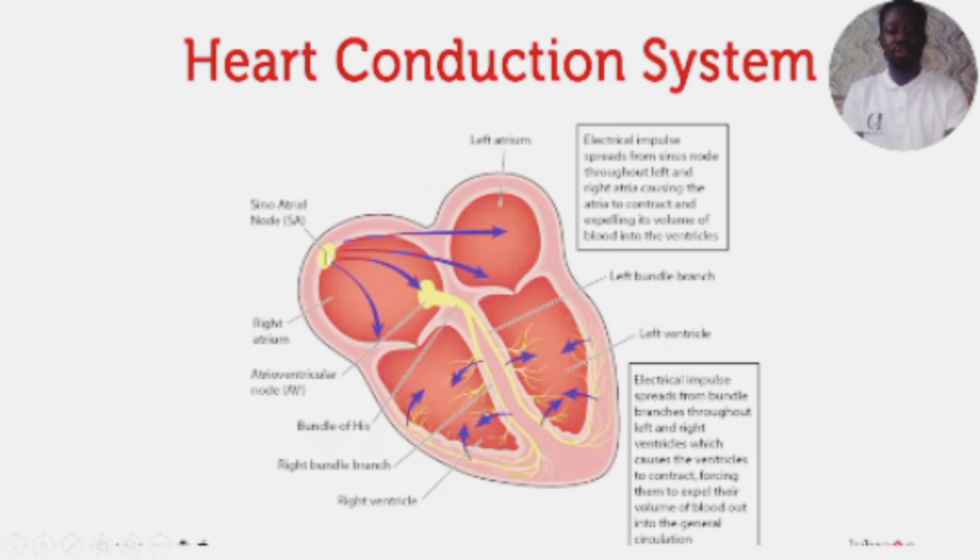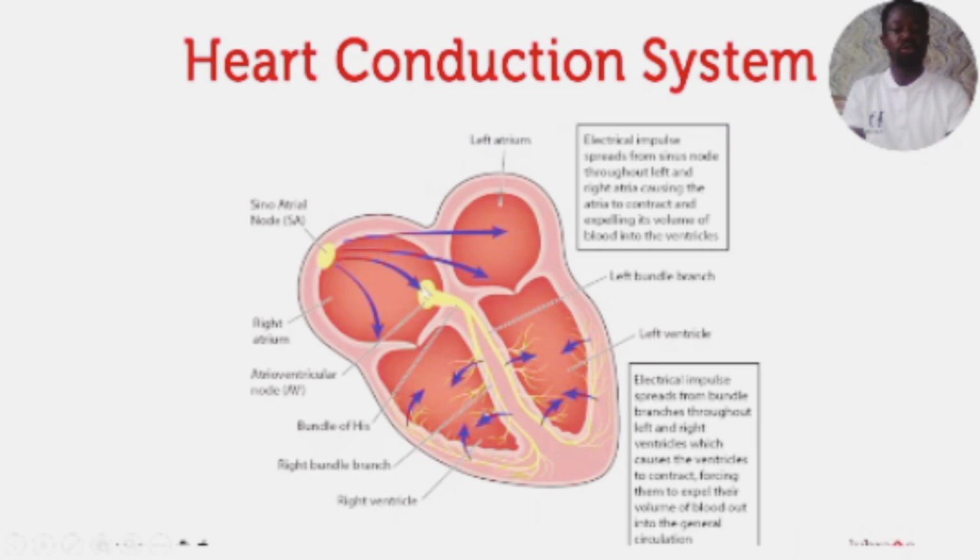Here is the SA node, where the depolarization begins. We're going to see this representation on the ECG graph where the depolarization is going to begin here. And this electrical impulse is going to spread. Firstly, it's going to spread throughout the atrium. That's going to firstly allow the atrium to contract, with blood coming from the inferior vena cava and the superior vena cava. That pushes the volume of the blood down to the ventricle.